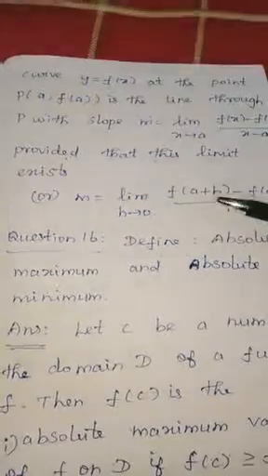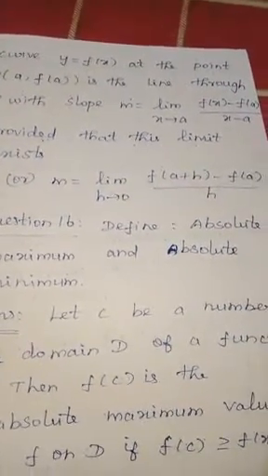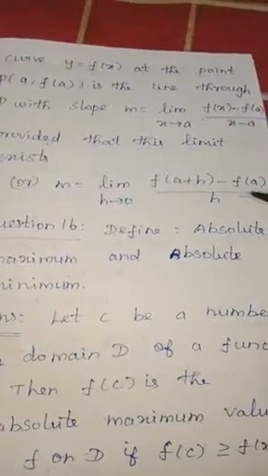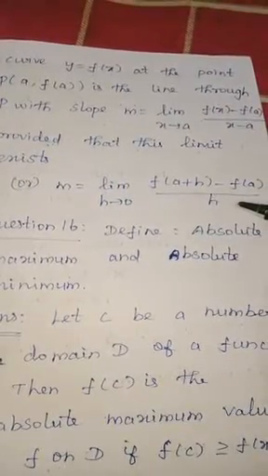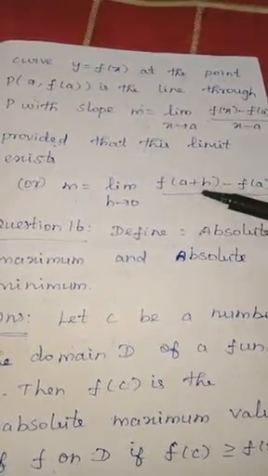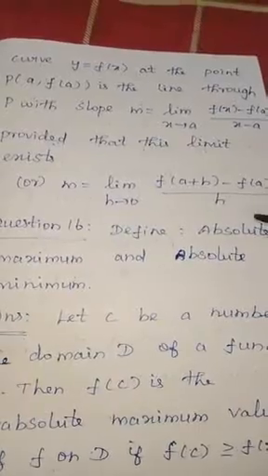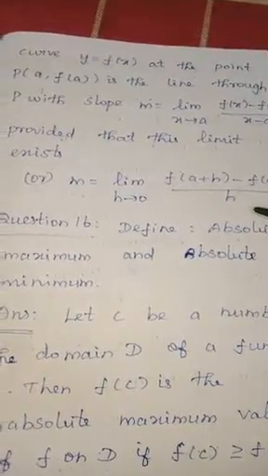இதனோட short form m is equal to limit h tends to 0 f of a plus h minus f of a the whole divided by h. m is the slope, limit h tends to 0 f of a plus h minus f of a the whole divided by h.